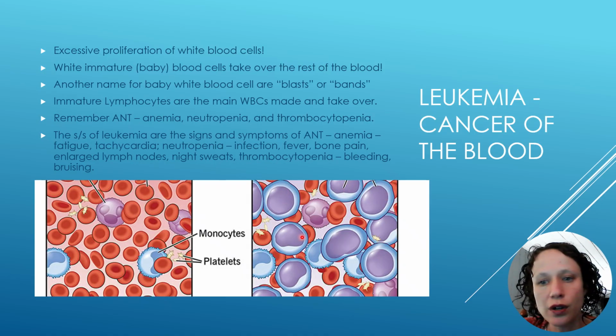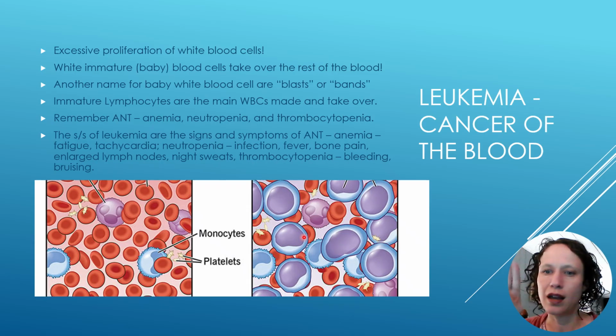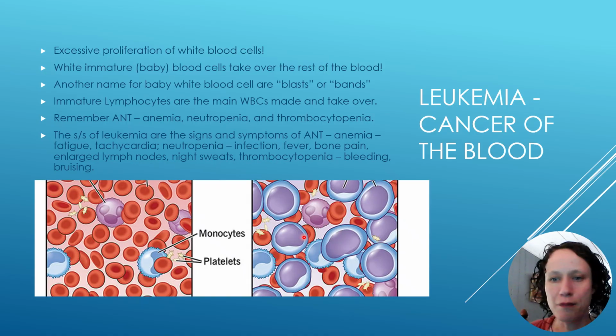These immature white blood cells are ineffective at fighting infection, right? They have taken over our blood. So now we have anemia, neutropenia, and thrombocytopenia, right? So that kind of gives you your idea of what to look for, your signs and symptoms of leukemia, right? So if you had somebody coming in and they were showing signs of anemia, say they were tachycardic and they were fatigued, they were short of breath a lot easier than they used to be.